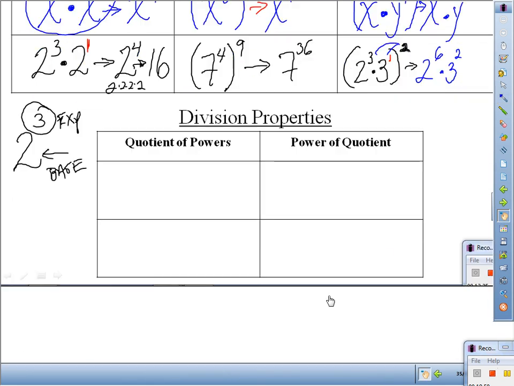Now that we're done with multiplication, let's go to division. Here we go.